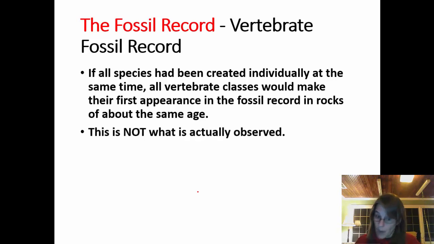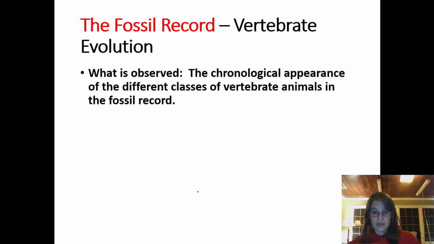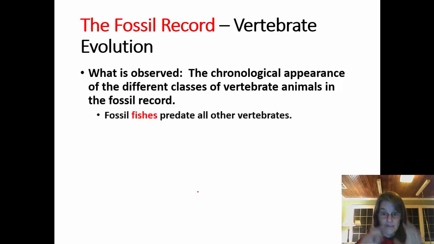This is not what is observed, okay? What is observed is the chronological appearance of the different classes of vertebrate animals in the fossil record. They appear at different times, okay? The fish appear first. Fishes, remember, and just so you know, fishes, that's what you use when you're talking about many different species of fish. Fishes predate all other vertebrates.